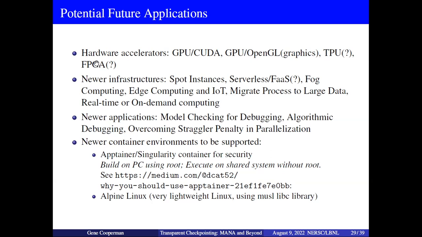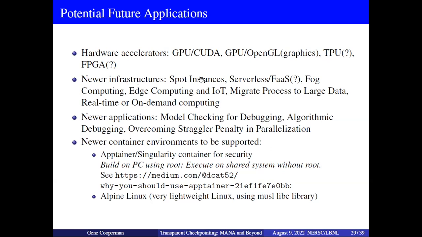So with FPGAs, what would we do? Well, in some sense, we'll try to learn the lesson of CUDA. The lesson of CUDA was instead of trying to transparently checkpoint in the middle of a CUDA task, we allow all tasks to complete and then we checkpoint. And in CUDA, almost always, the tasks are short. They finish usually in less than a second. And some CUDA applications will even go through 5,000 tasks per second. So hopefully if FPGA follows that same path, then we can support FPGA using some of the same principles.